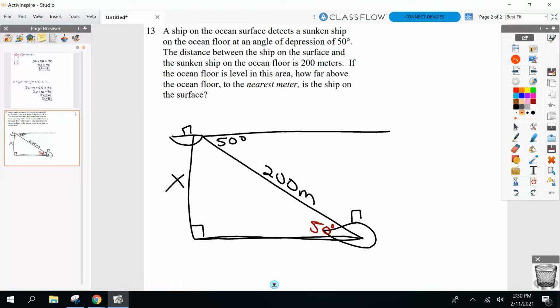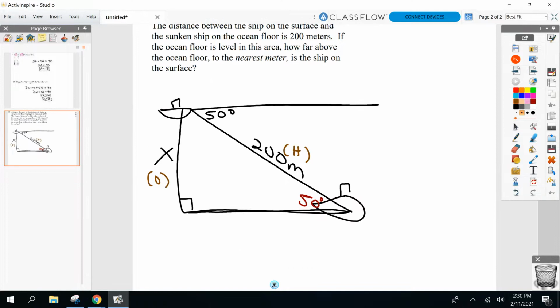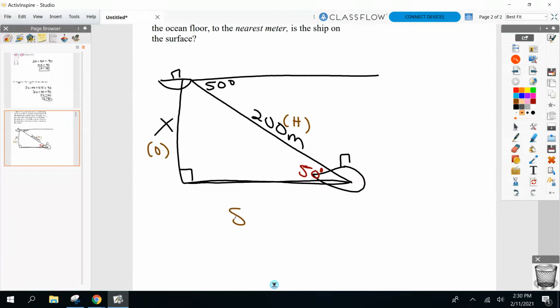All right, perfect. I got the opposite side I'm trying to find. 200's the hypotenuse. And then I just got to say to myself, what do I use with O and H? I got to use sine. Sine of 50 equals x over 200. Cross multiply and rounding to the nearest meter, whatever that would come out to be there.